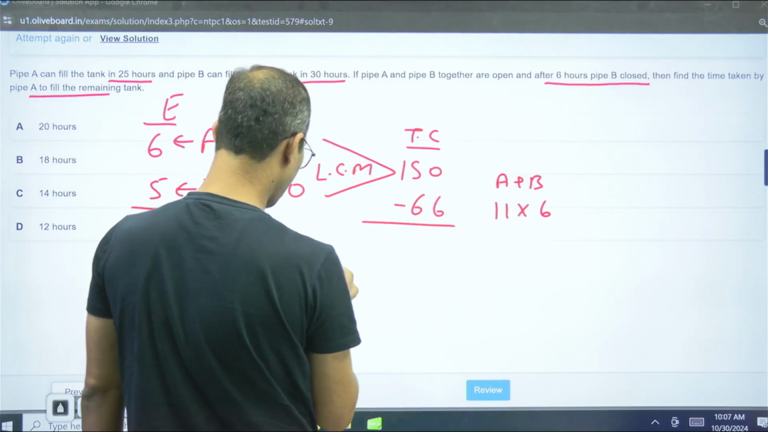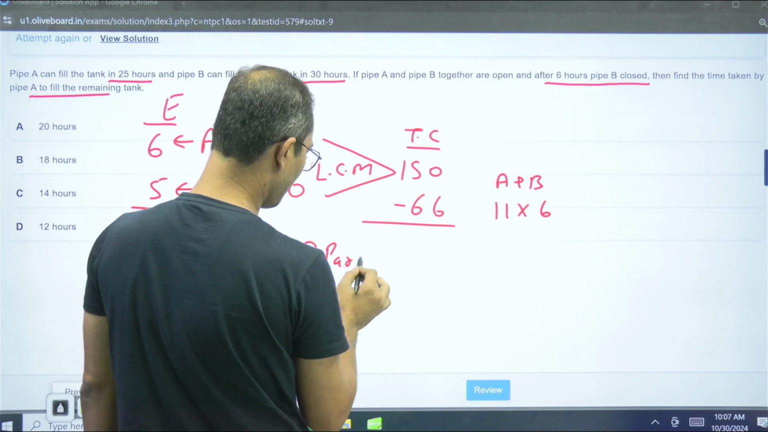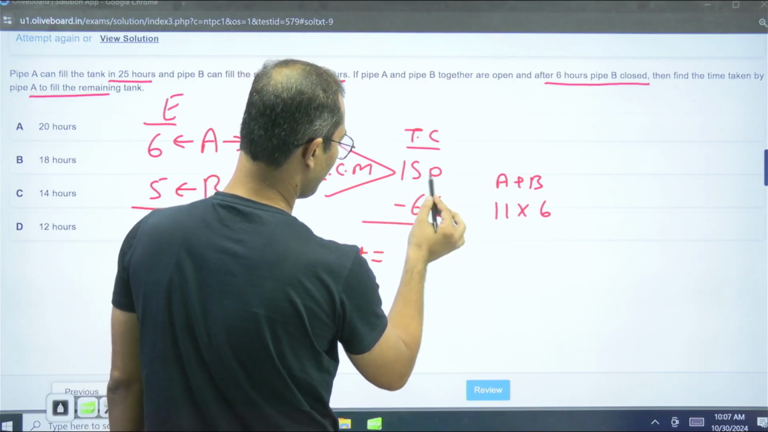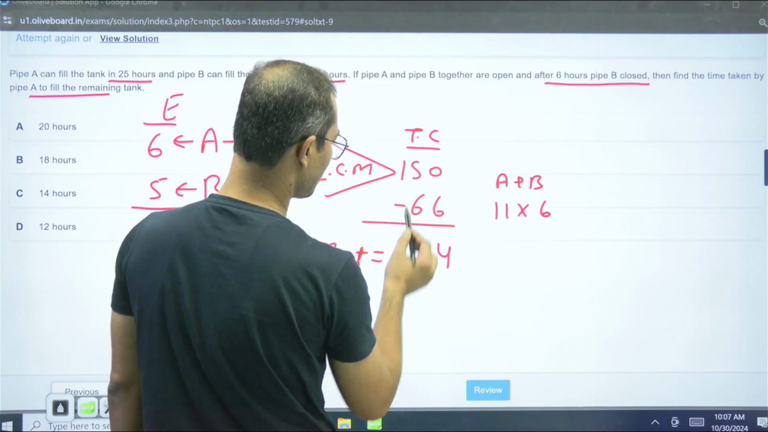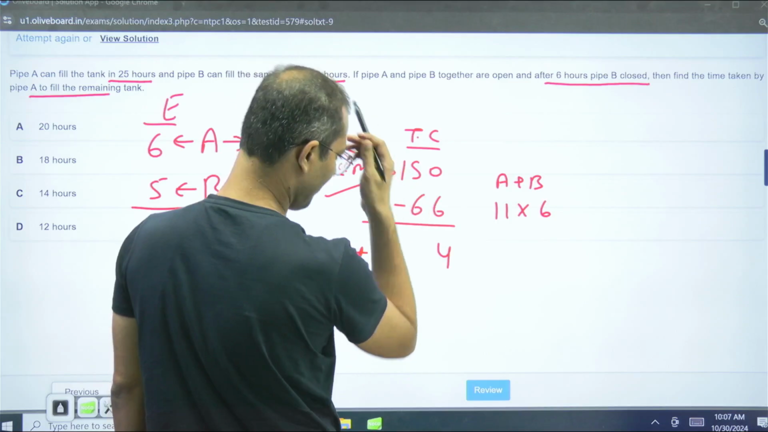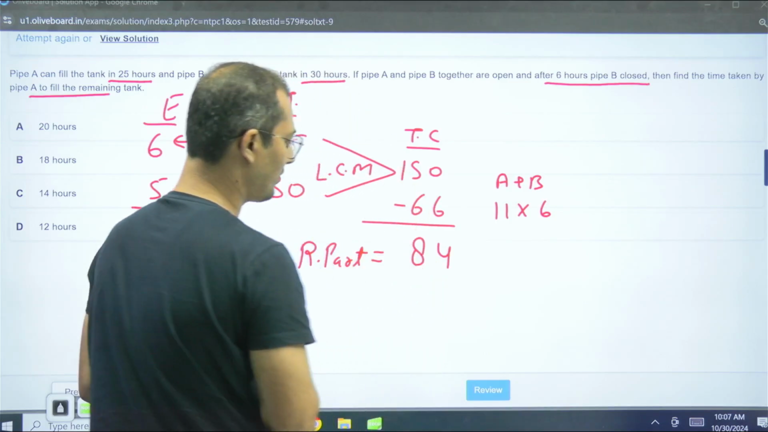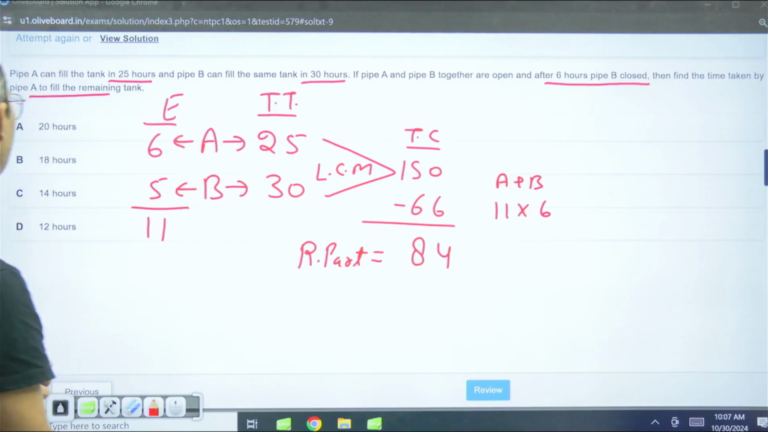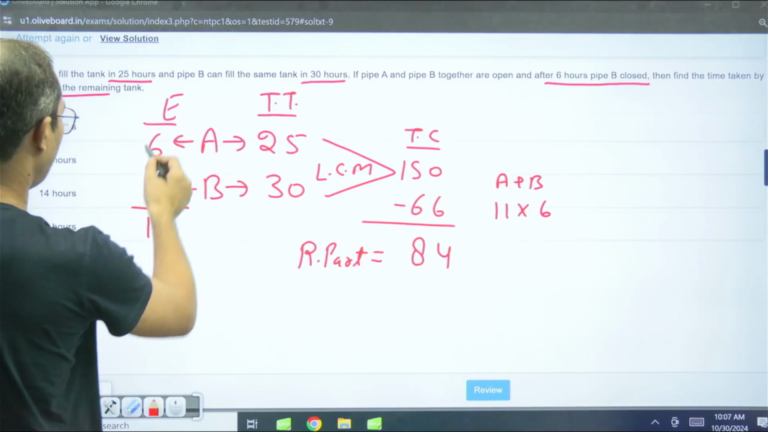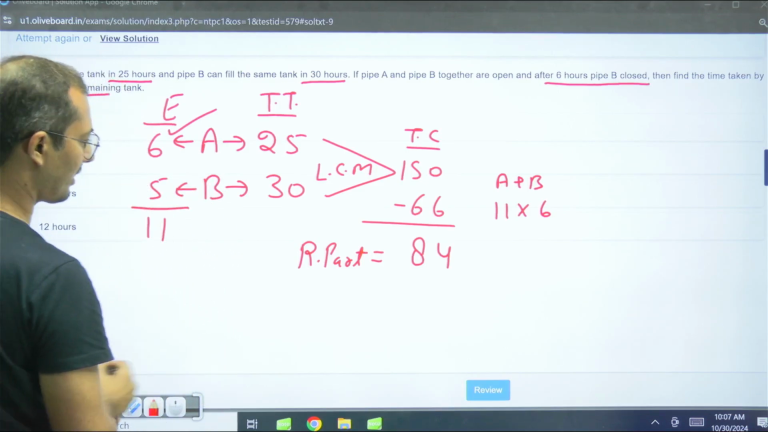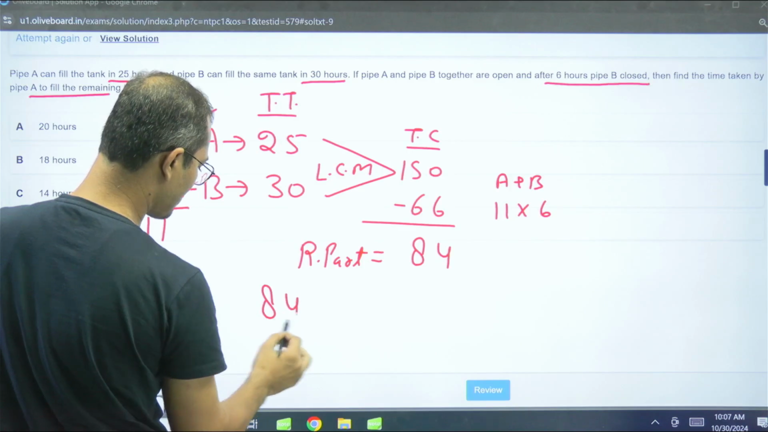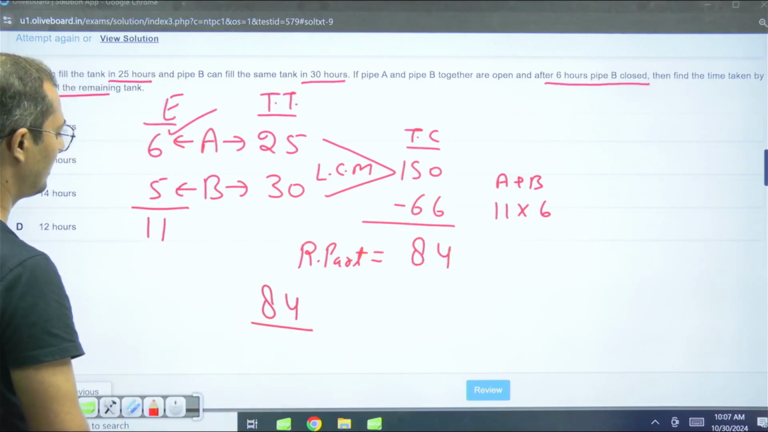So what is the remaining part? The remaining part is 150 minus 66. So 150 minus 6, we will get 84, right? So 84 is the remaining part, and this remaining part is going to be filled by A only. A can fill 6 units in 1 hour, so it has to fill 84 units.